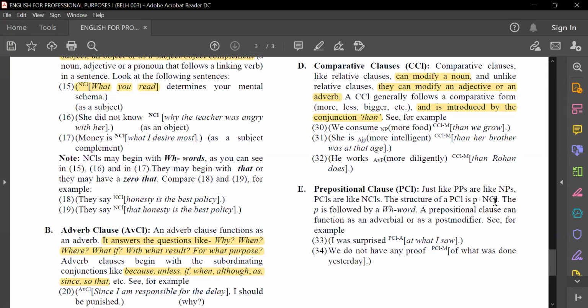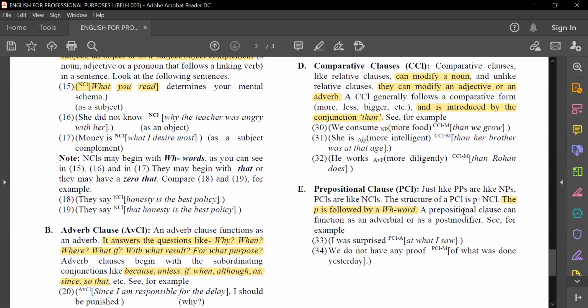So it is more or less similar to what we did in PP. There we had a P plus NP. Here we have a P plus NC, that is, noun clause. And this P is followed by a WH word. So this is an extension to that. The preposition will be followed by a WH word which will initiate the noun clause.